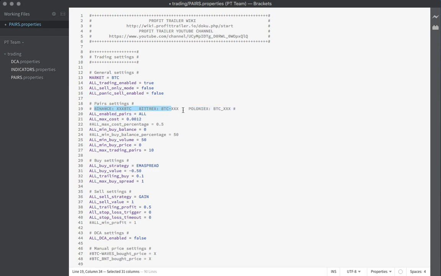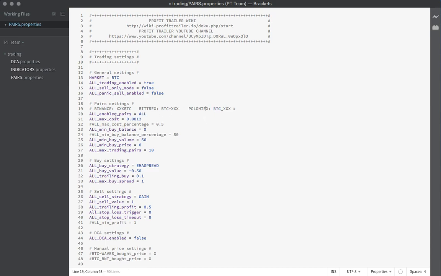The pair settings individually, these are the conventions right here for each exchange. On Binance, it's coin pair BTC, nothing in between it, and then Bittrex, it's BTC dash, then the coin pair symbol, and on Poloniex, it's BTC underscore coin pair symbol. Again, if you're using the Ether market or USDT market, change this BTC to ETH or USDT, or Monero, or if you're using Monero on Poloniex, it's XMR underscore whatever your coin pair is, etc.